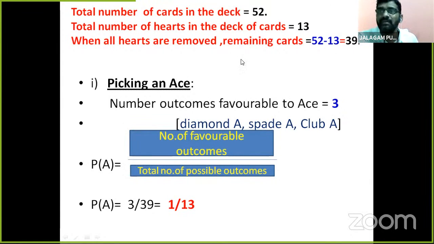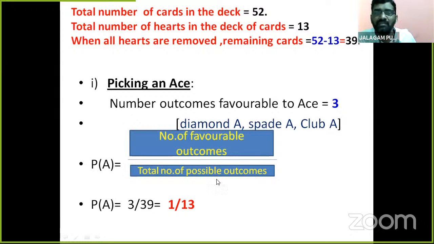So when all hearts are removed here, remaining cards how many? 39. The first hint is here: totally hearts are removed, put aside. The remaining cards, 39. So here the first one, picking an ace. Number of outcomes favorable to ace is what here? It is equal to 3. Why? The red heart ace is already removed. That's why diamond ace, spade ace, club ace. Only 3 are there.